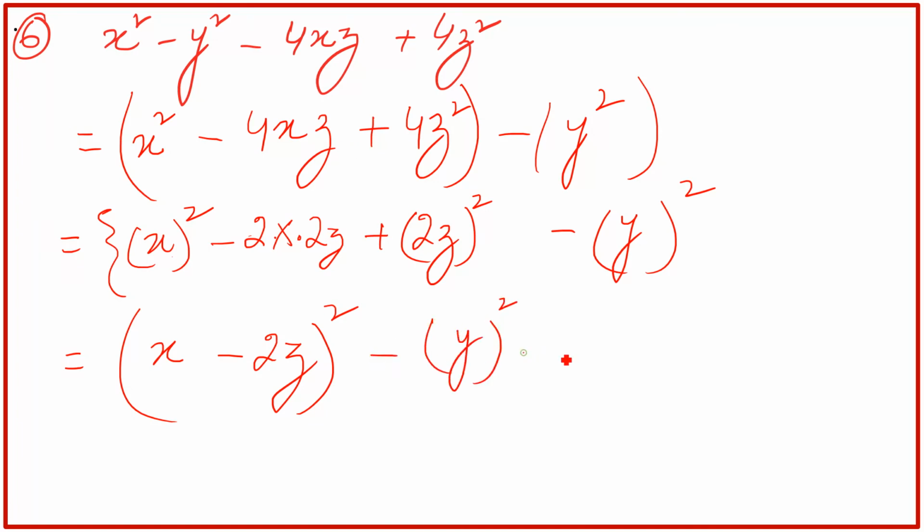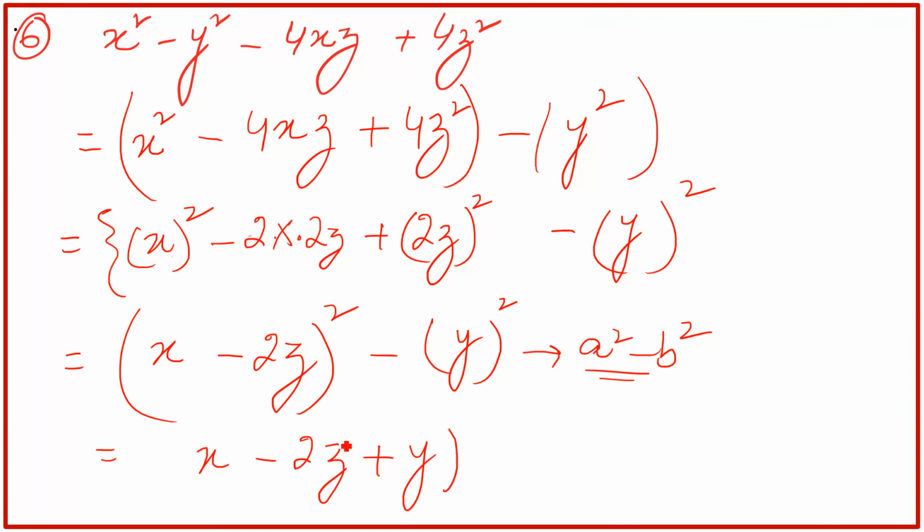So from here, this is a square minus b square. This is not part of your fair work, okay? You have to write down this in the rough work if you want. But I am just telling you that from here, this is a square minus b square. So first time you have to write down with the positive sign this y. a will remain the same, and you have x minus 2z instead of a, and then x minus 2z minus y. This is the answer.